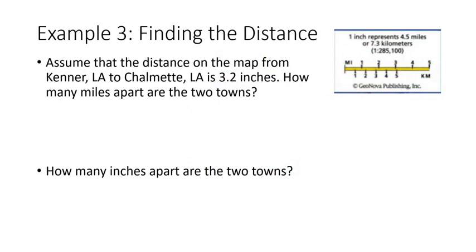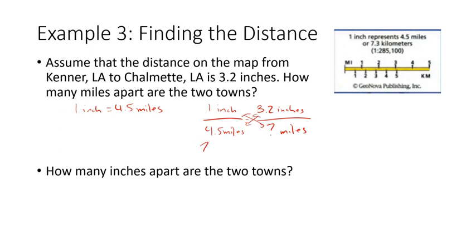Using our scale, we know that 1 inch is equal to 4.5 miles. And so if 1 inch is equal to 4.5 miles, then 3.2 inches is how many miles? To solve this, we can cross multiply, and we find the number of miles, 4.5 times 3.2, is 14.4 miles.